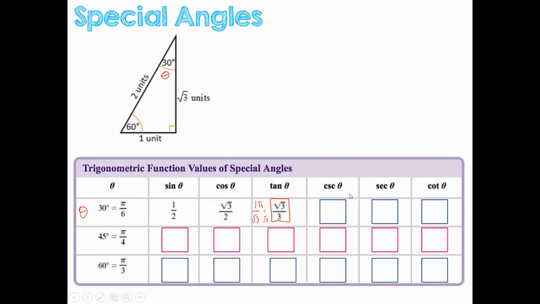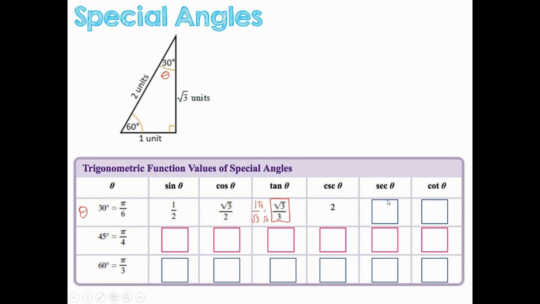All right, cosecant and sine have a relationship. What's that relationship? They're reciprocal identities. So you know that cosecant is your hypotenuse over the opposite side. So that would be 2 over 1 or 2. Or if you just know what sine is, it's the reciprocal too.